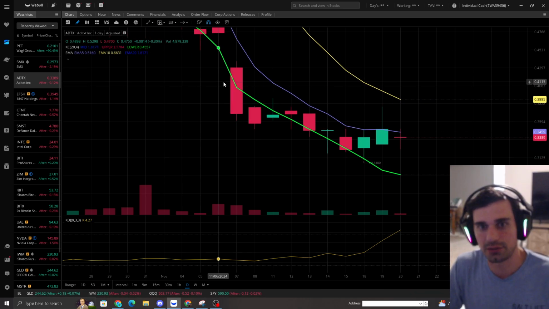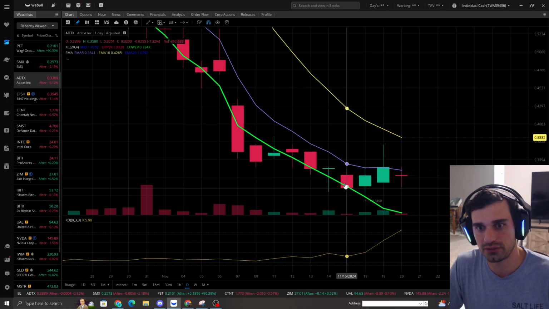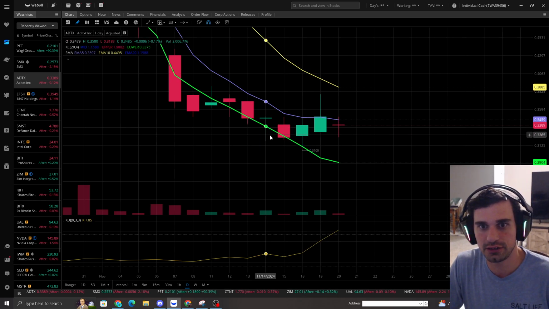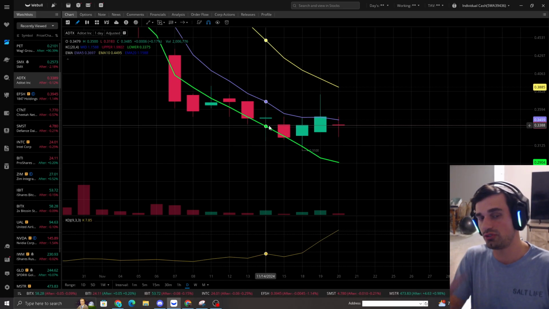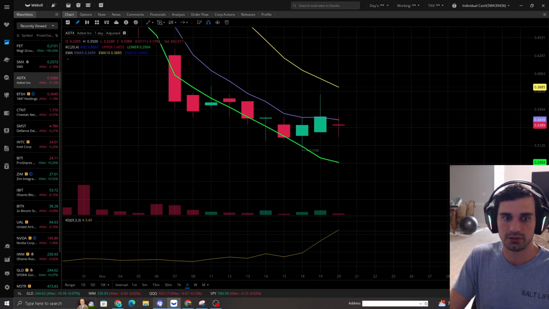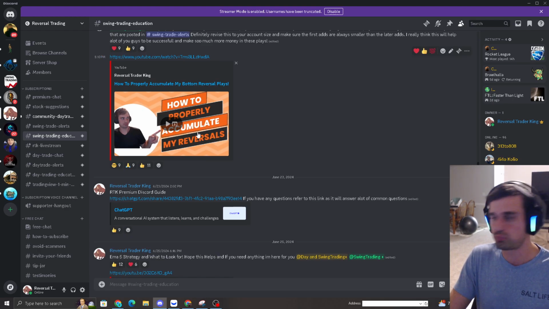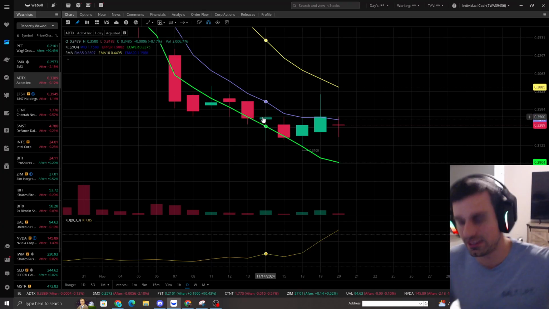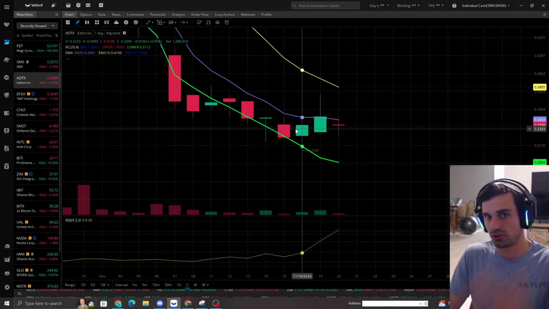So, and then here we go again. We hug this green band for about 6 daily candles. 1, 2, 3, 4, 5, 6. You get in on this candle here. It goes down some. And also, too, you're not trying to predict the most precise bottom. It's okay if this goes down, because if you watch my how to properly accumulate my reversals video, you'll understand that it's okay if it goes against me. Let's say it goes 10% down for me.